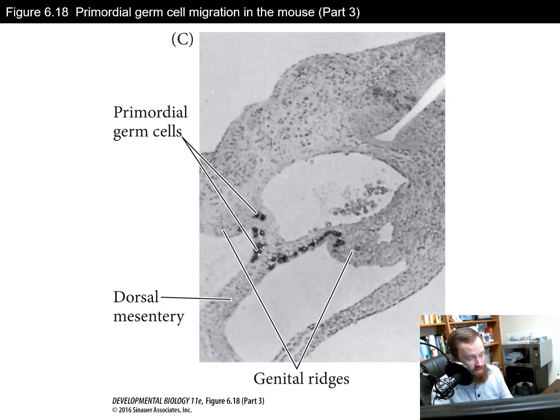Here, those primordial germ cells are stained dark. And you can see this is partway through their migration, where they would come up the dorsal mesentery or the hindgut and make their way to these two genital ridges.